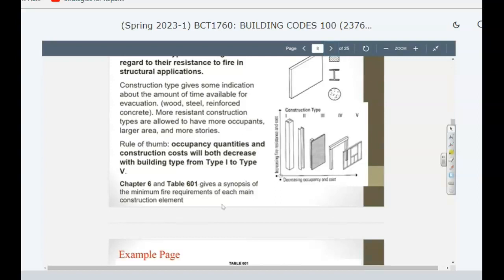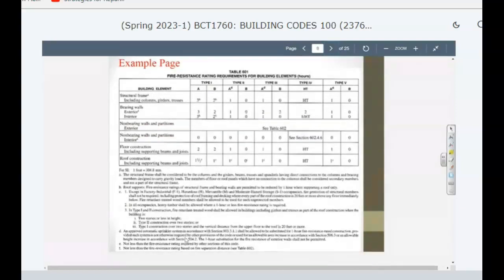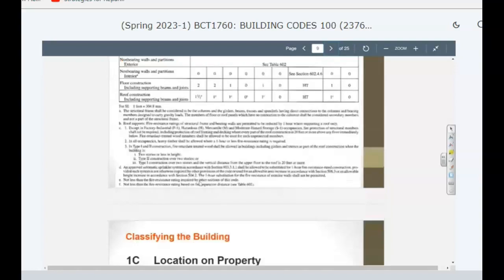Chapter 6 and Table 601 give a synopsis of the minimum fire requirements for each main element of a building. Okay, so here's the hour types, and then here's the type of buildings up at the top. These charts take a little getting used to, and you can see their ratings. The structural frame for a type 1 has to be a 3-hour fire construction, including support beams and joists.